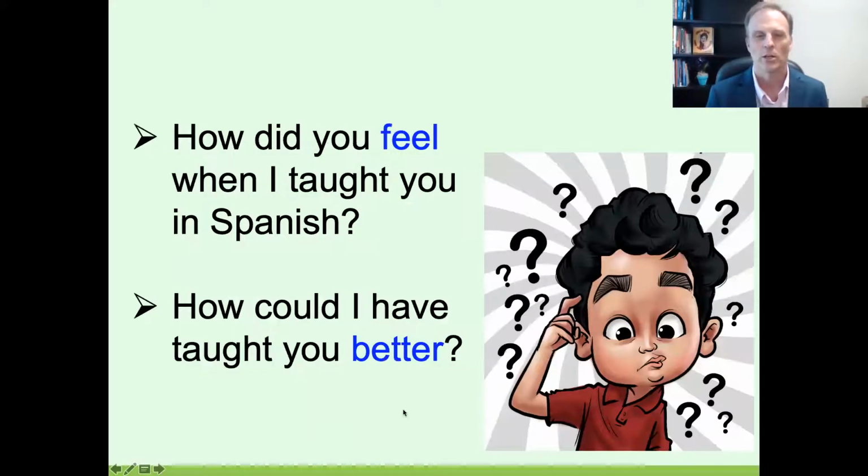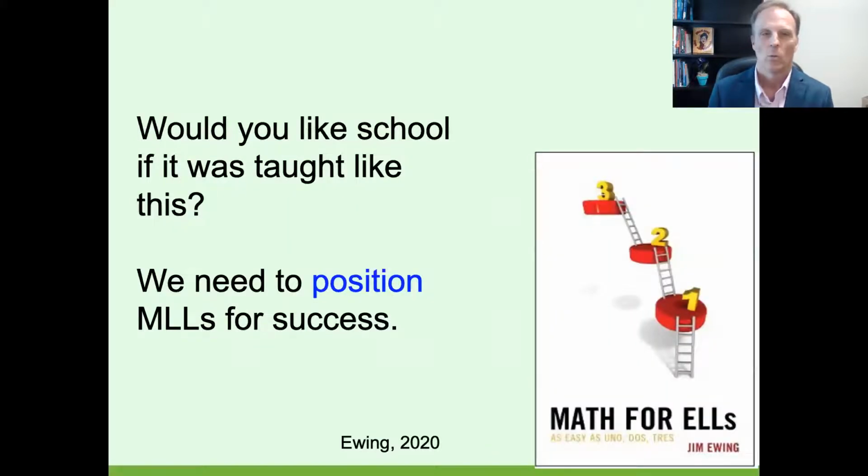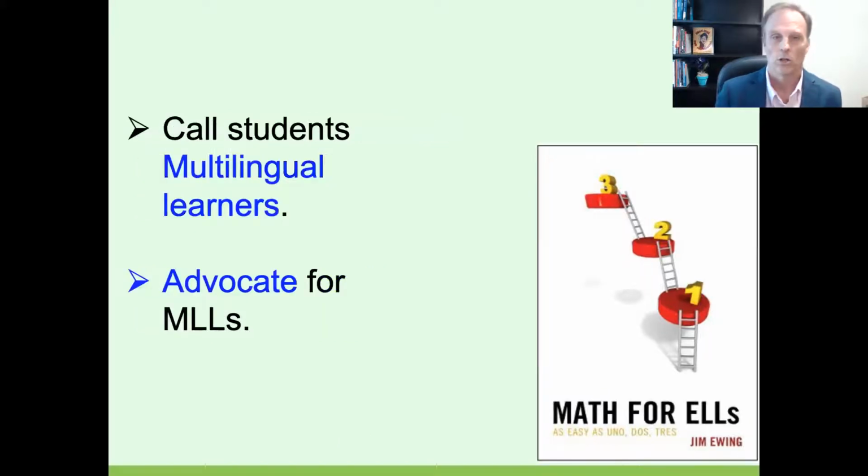How'd you feel when I taught you in Spanish? And how could I have taught you better? How can we position our students? How could I have positioned you to be successful? So would you like school if it was taught like this? No. And so the first mindset, if you will, that we're going to be talking about is we need to position our MLLs for success. And we can do that by calling our students multilingual learners.